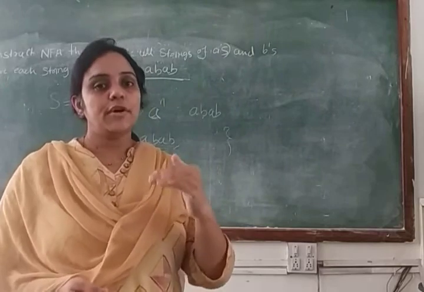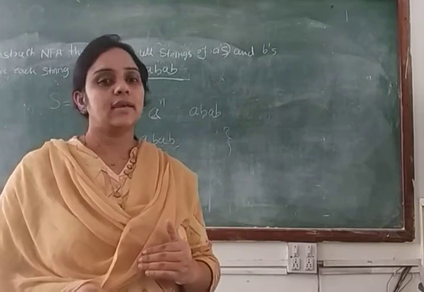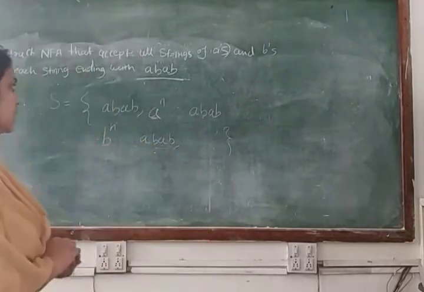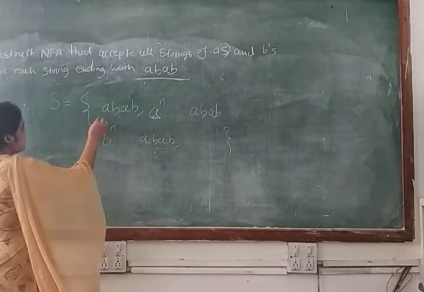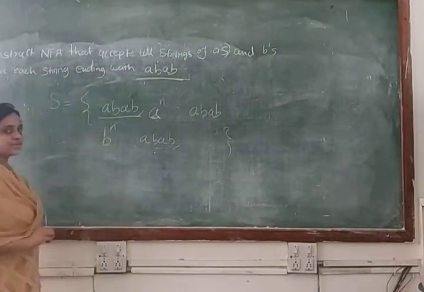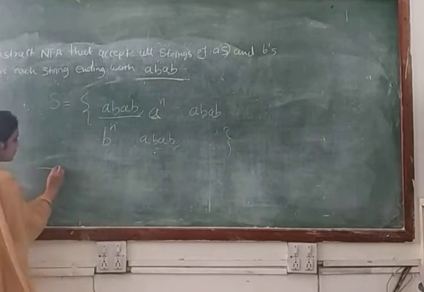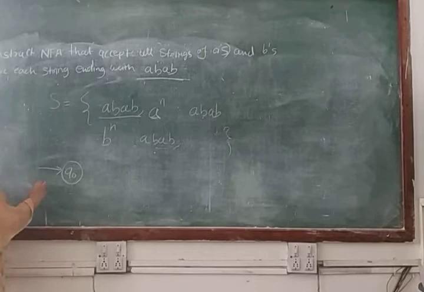Because you have to convert your machine for the infinite length language also. Clear? So now we will make machine for the smallest length string, and our smallest length string is ABAB. So we will start from the initial state. So this is state Q0 and this is your initial state.